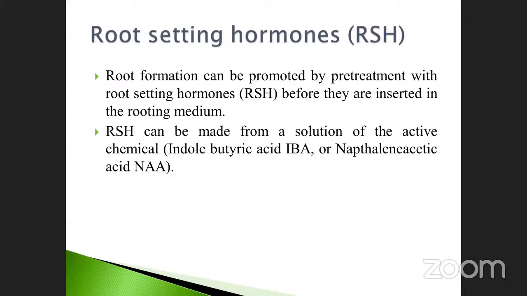Agar is the substance used. Here, RSH can be made from a solution of active chemical substances. They have given us two things. One is called indole butyric acid. It is an alternative form of indole acetic acid. The indole acetic acid is otherwise called what?